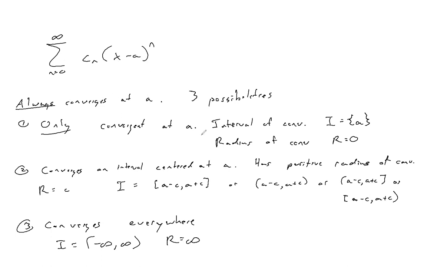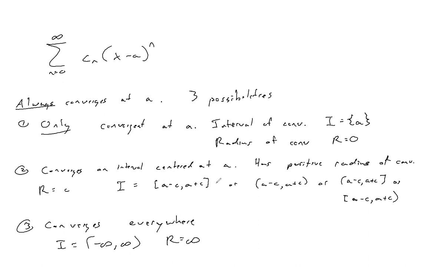And then there are 3 possibilities. It's only convergent at a, meaning the interval of convergence. How do I write a single point as an interval? It's just braces with the center a in the middle, okay? And then the radius of convergence would be 0, has 0 radius. Okay. What's the second possibility? It converges on some interval centered around a. Okay, so it has a positive radius of convergence. Let's call the radius of convergence equal to c. So then my interval of convergence is going to be one of these 4 intervals.